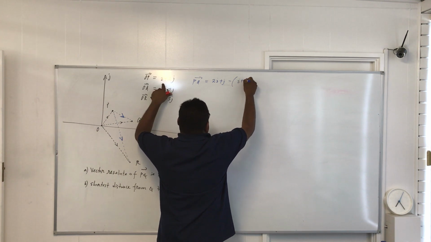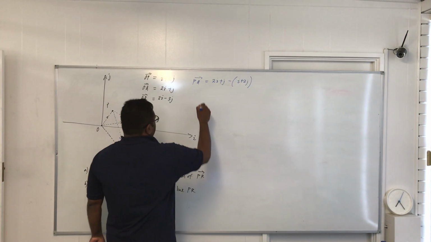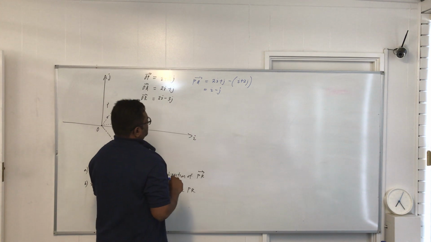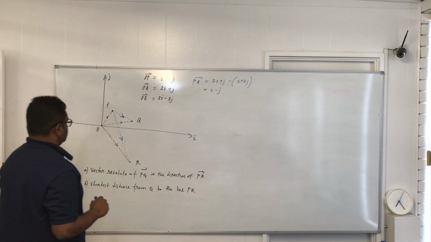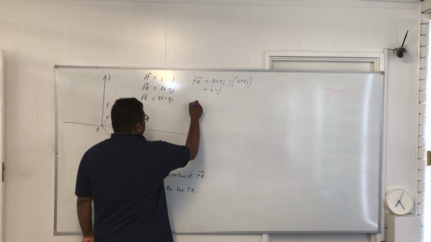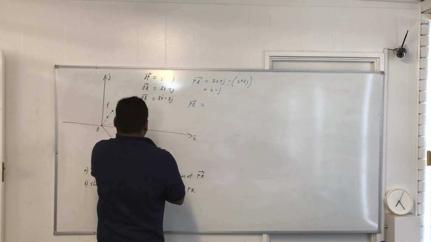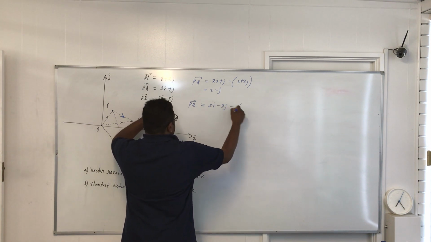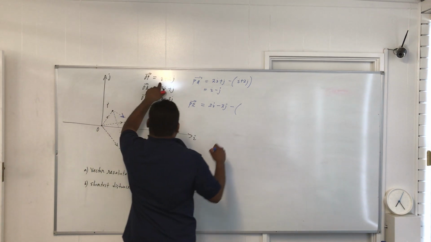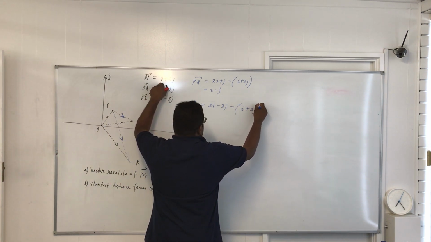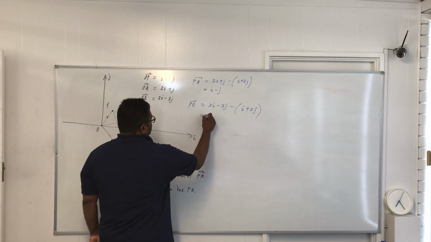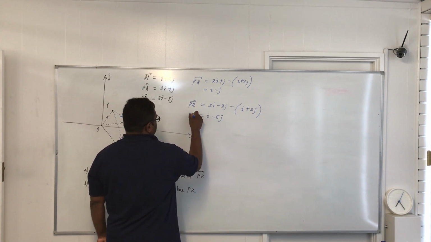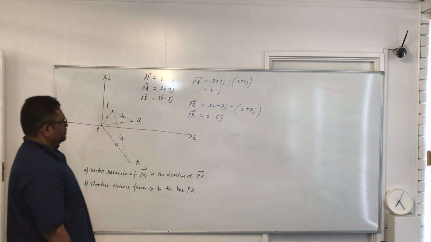So that is equal to i minus j. So PR. PR will be 2i minus 3j minus P, i plus 2j. So this is going to be i minus 5j. Right?